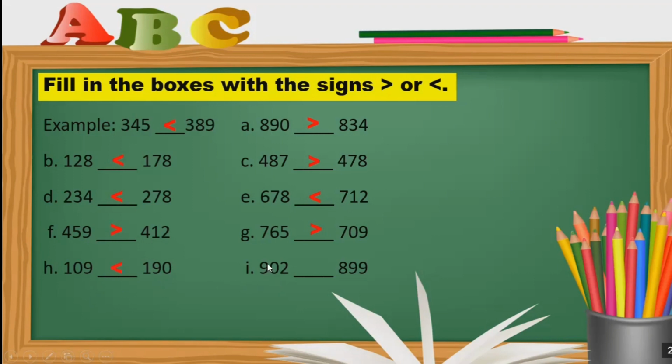Letter I, 9 and 8, okay, not the same. So we will look at here, the hundreds place. 9 is greater than 8. So that's why we use this symbol, okay, greater than.